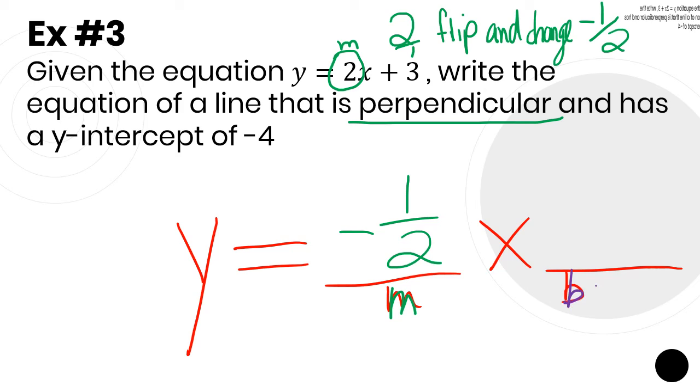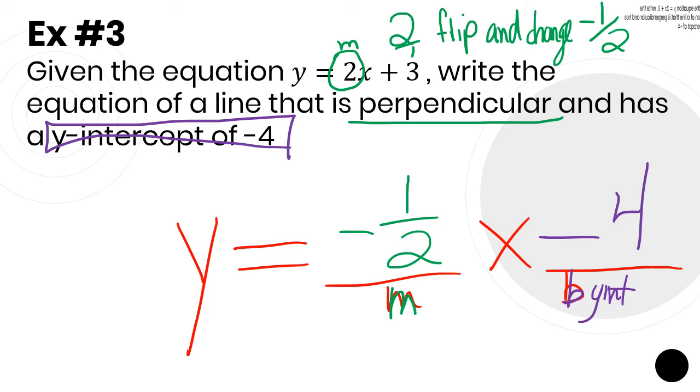My beginning, or my y-intercept, I have to give that information to you, okay? Whether it be in the sentence or listed, I have to give you that -4. You'll notice, just like parallel lines, this extra b value, we're not even using it. So don't get confused. You don't need the original b. You need the new b value.